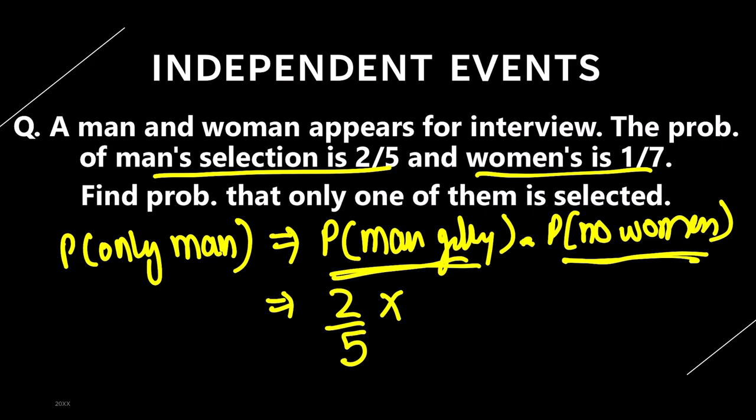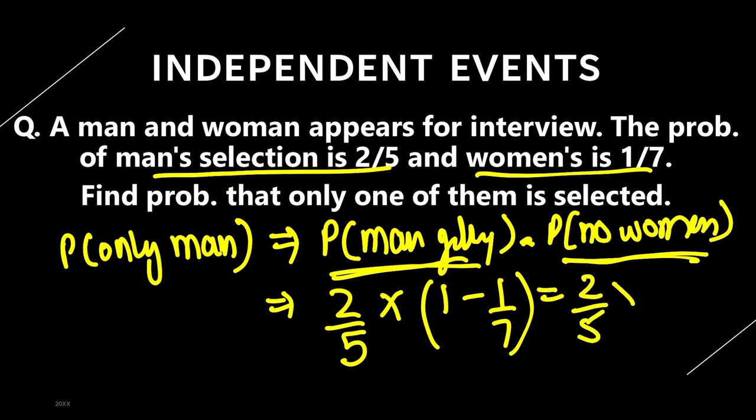Now, what is the probability of no woman getting selected? So, probability of woman getting selected is 1 by 7. Probability of no woman getting selected is 1 minus 1 by 7, right? Because the total probability is 1. So, subtracting 1 by 7, that is the probability of woman getting selected. So, 1 minus 1 by 7 is giving me what? It is giving me the probability of no woman getting selected.